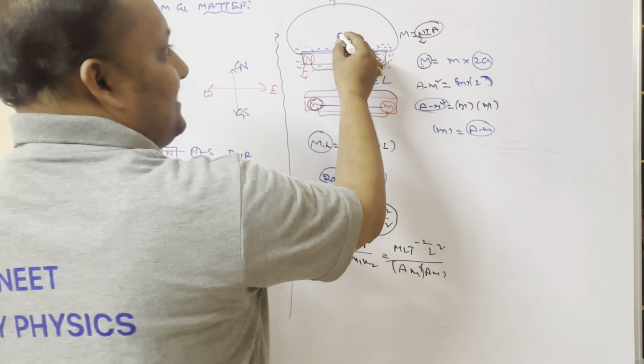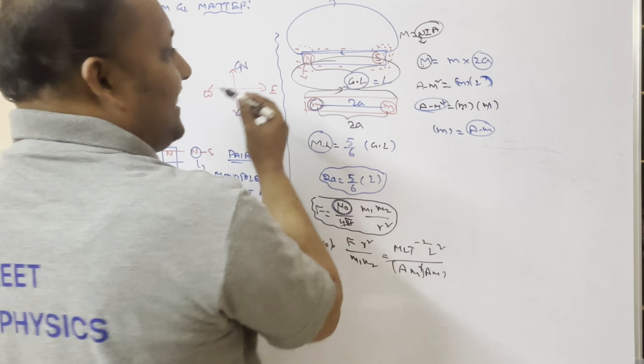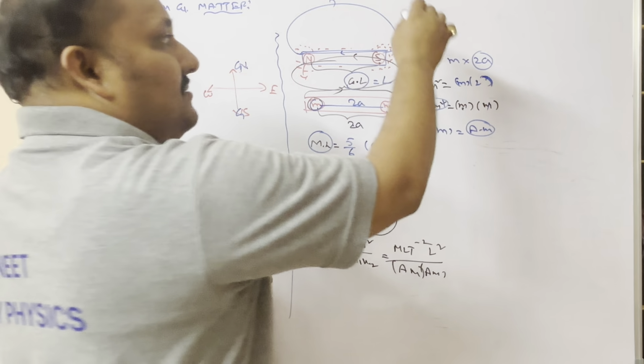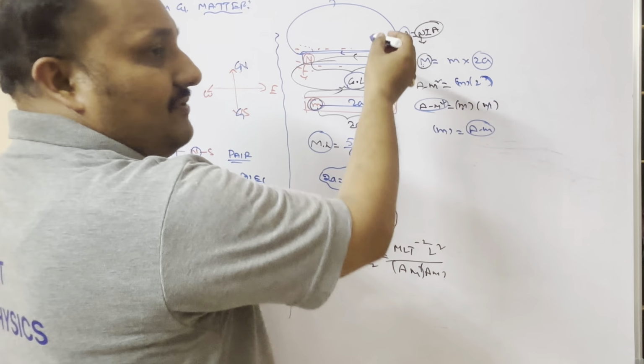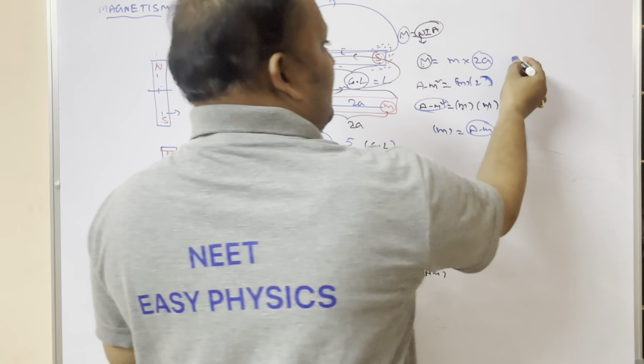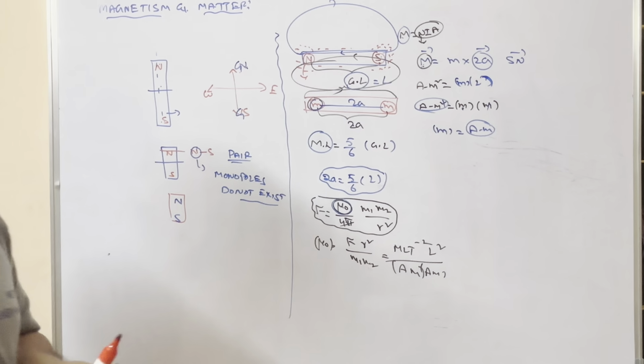Same like electric charges and fields, but those are open loops. These are closed loops. Outside the magnet, the direction is north to south. Inside the magnet, the direction is south to north. In magnetism, which involves moving charges, we also discuss the direction of magnetic moment. It is from south to north, south pole to north pole. Therefore, magnetic moment is a vector quantity.